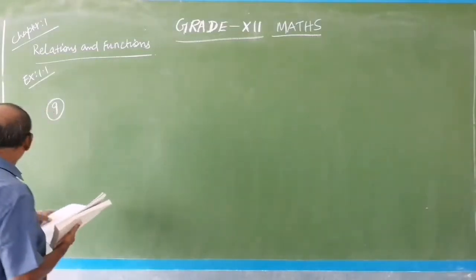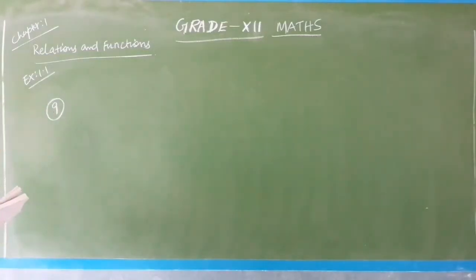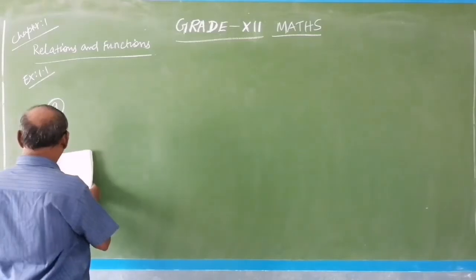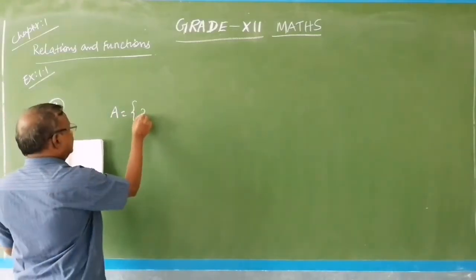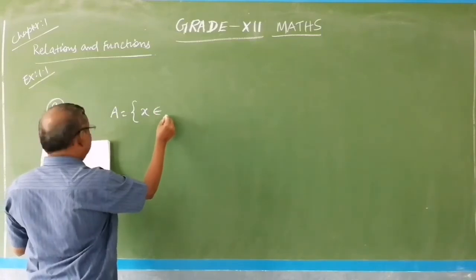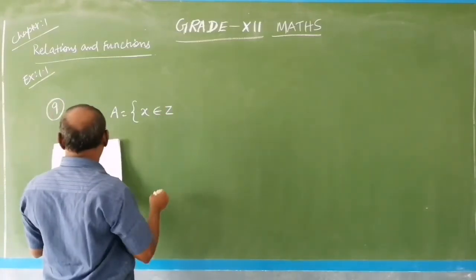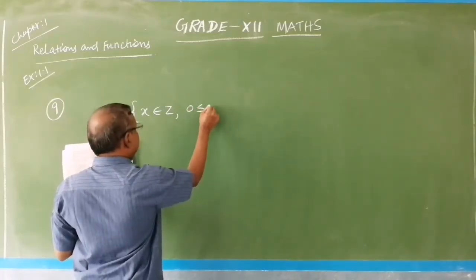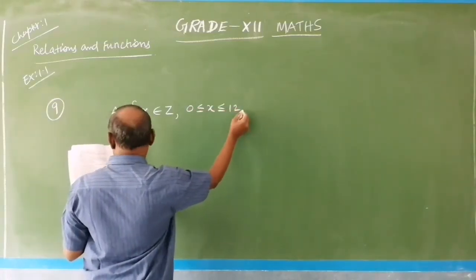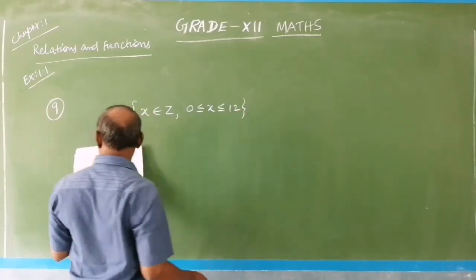Next, question number 9. Show that each element of relation R in the set A, where A is the set of elements x belonging to the integers Z, given that 0 less than or equal to x less than or equal to 12, is related to 1.